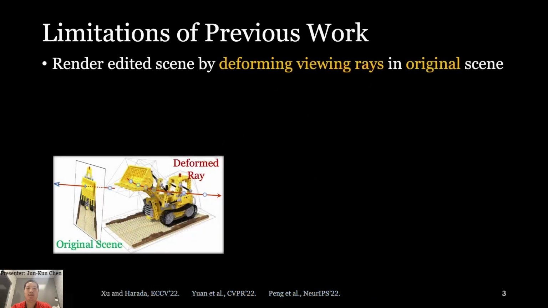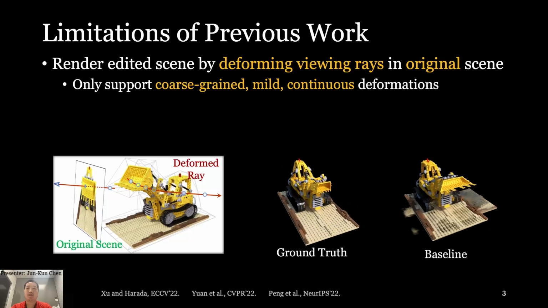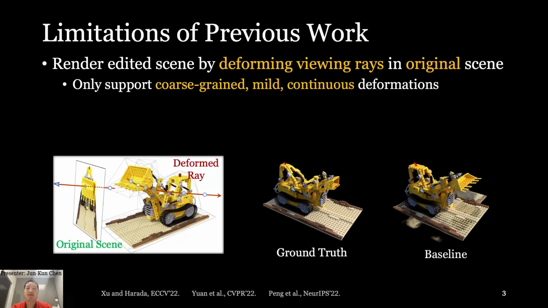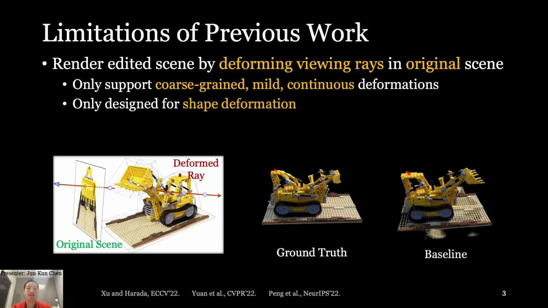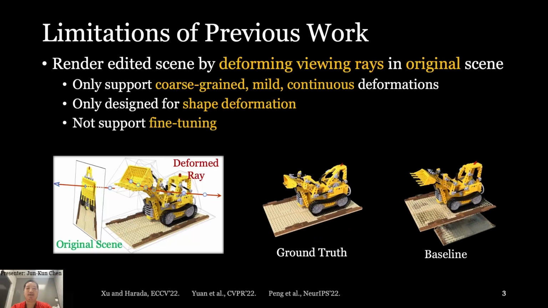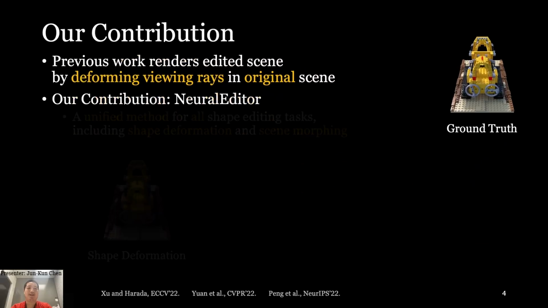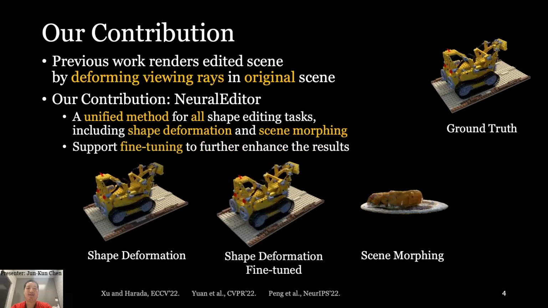Previous work renders deformed scenes by deforming rays, which only supports coarse-grained mild continuous deformations and fails in challenging tasks, as shown below. Moreover, these methods are only designed for shape deformation, on specific tasks of scene editing, and do not support fine-tuning. We propose our NeuralEditor, a unified method for all shape editing tasks including shape deformation and more challenging scene morphing, and supports fine-tuning towards better consistency.